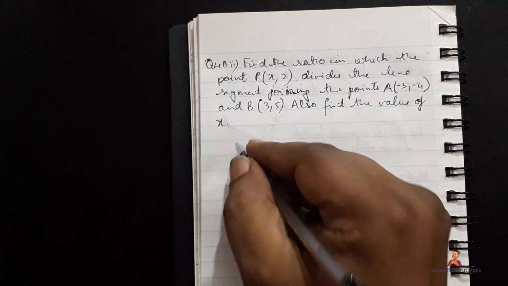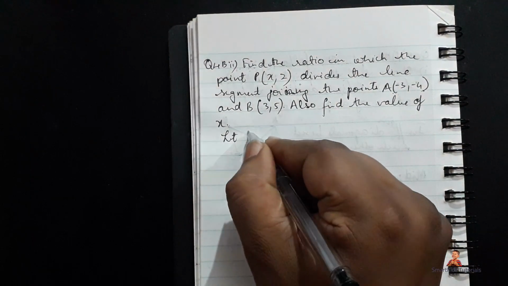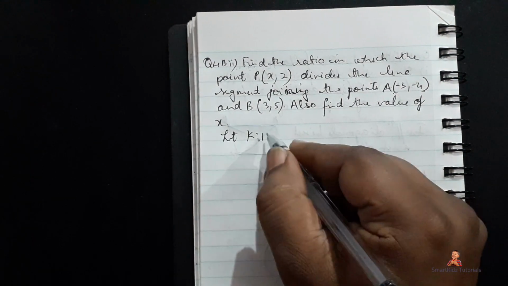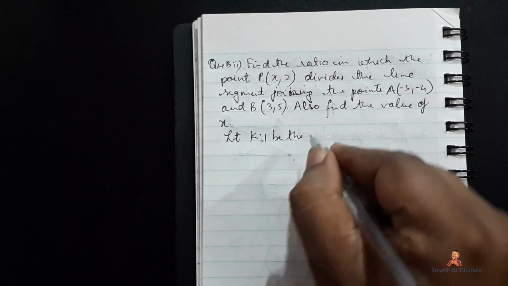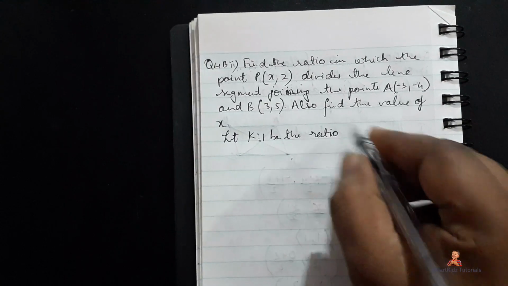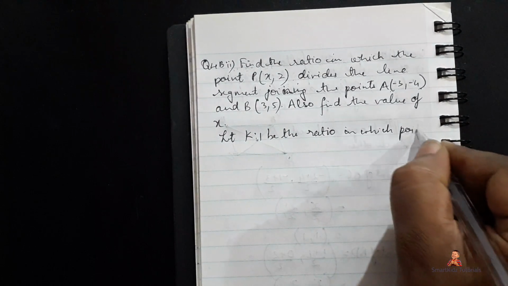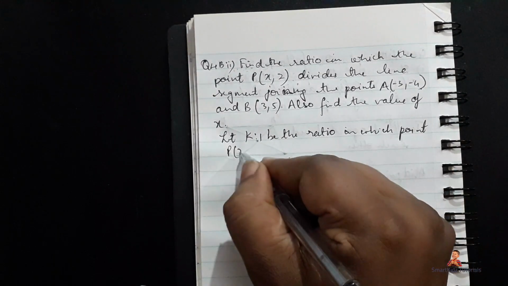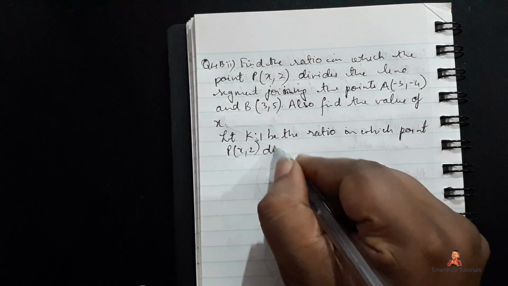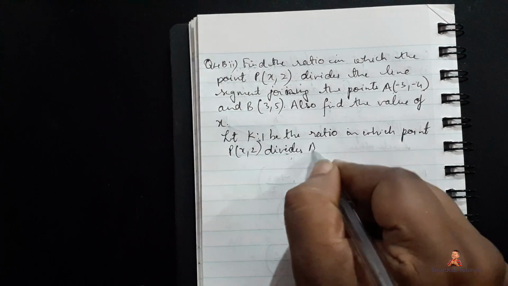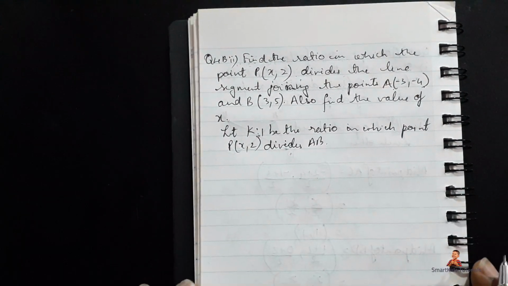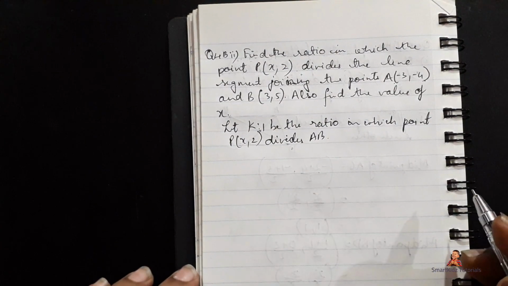We'll say let k is to 1 be the ratio in which point P(x, 2) divides AB. Okay, done. So we have assumed a particular ratio.